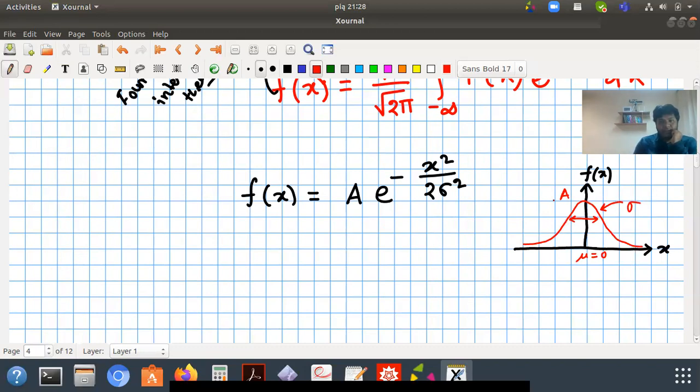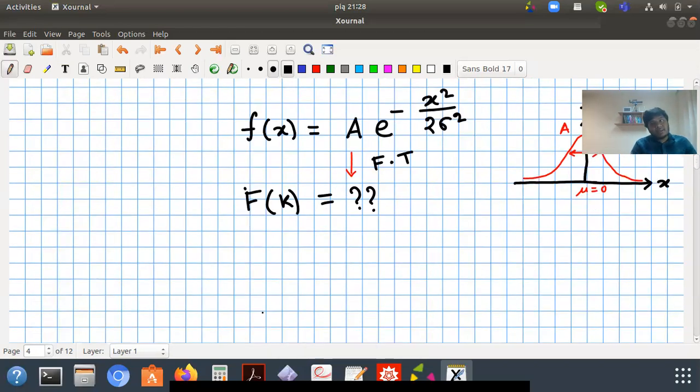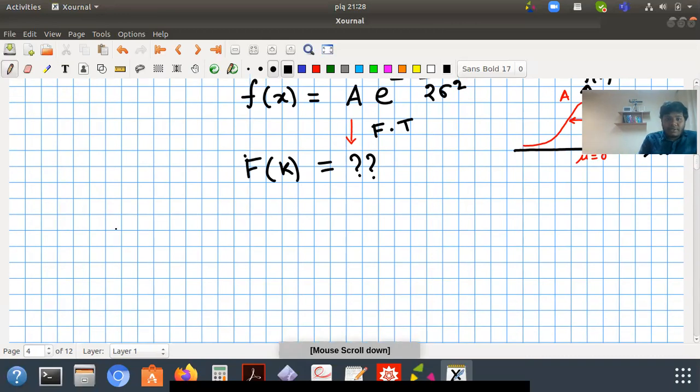Great. Now, what will happen if someone wants to transform this distribution from f of x to f of k? Can we calculate this one? Yes. What we have to do is a Fourier transform. Let's first try to do it mathematically. Then we'll show and explain it using Mathematica, which is one of the software packages and is very useful for us.